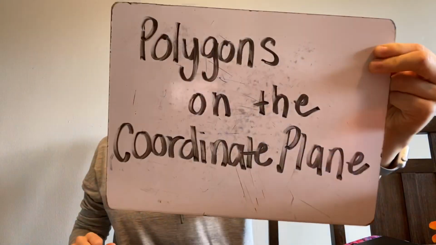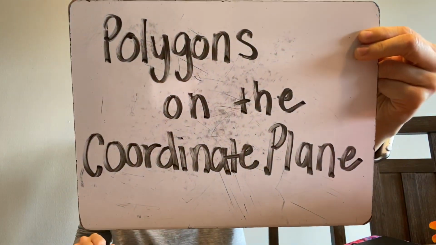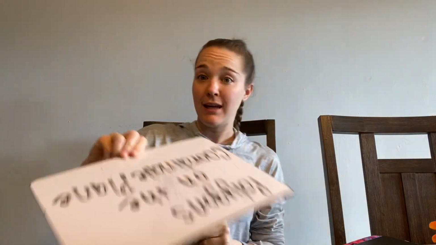Today is polygons on the coordinate plane, and we're going to dive right in. Polygons on the coordinate plane is essentially when they give you coordinates to graph. You have to graph the coordinates, identify what shape it formed, and then find the area of that shape. So we're going to start off with example 1.